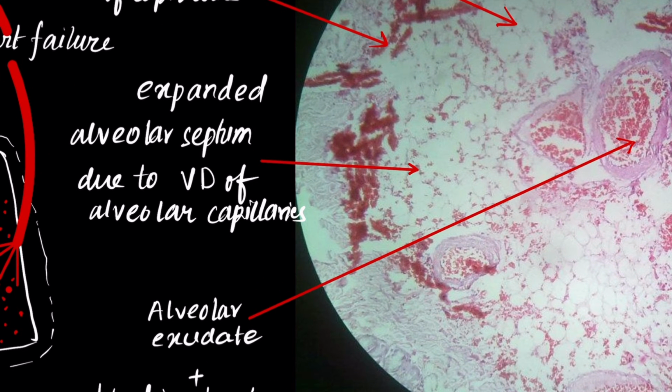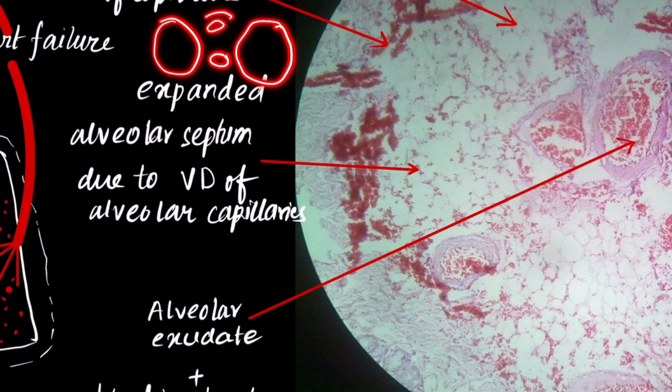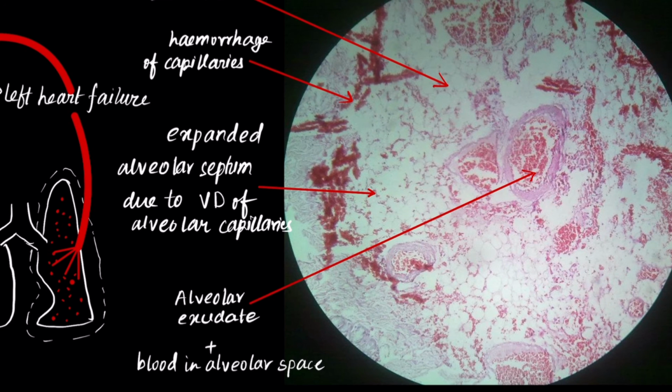Also, since there is vasodilation, the alveolar septum, which lies between one alveolus and another, expands due to the dilation of the pulmonary capillary. There's one alveolus, there's another alveolus, and there's the pulmonary capillary. The pulmonary capillary expands and the septum expands as well, so you will be able to see that too.